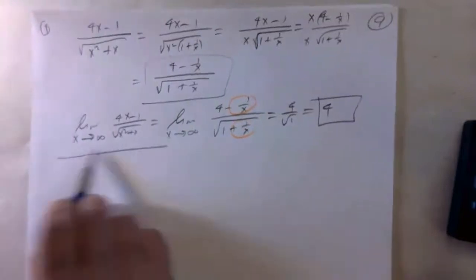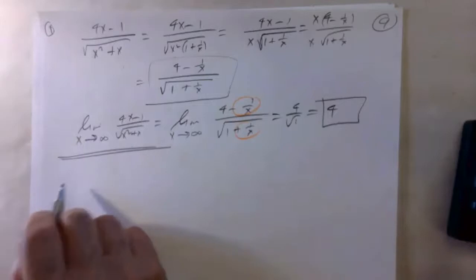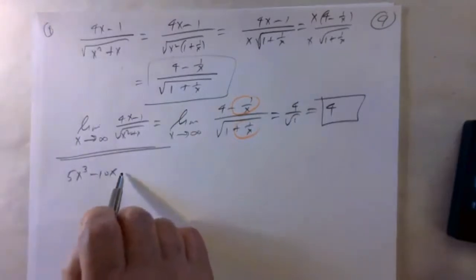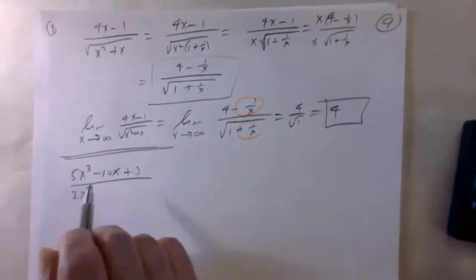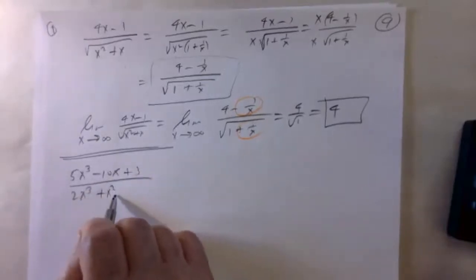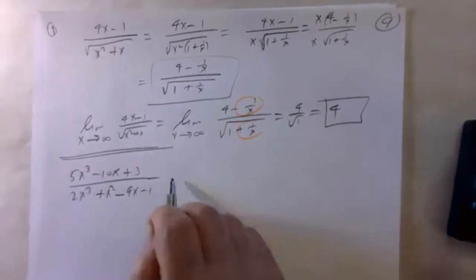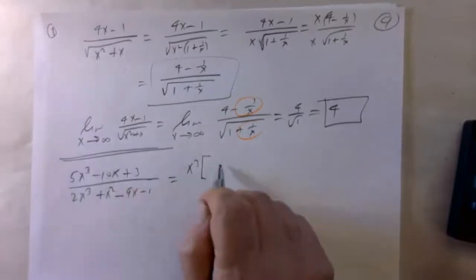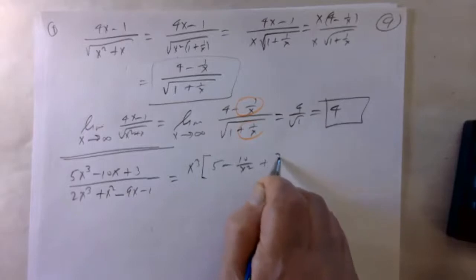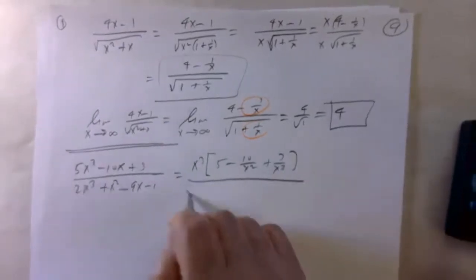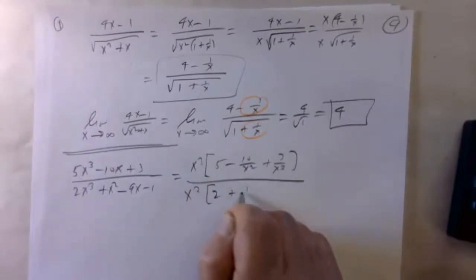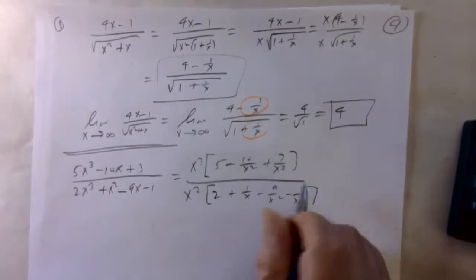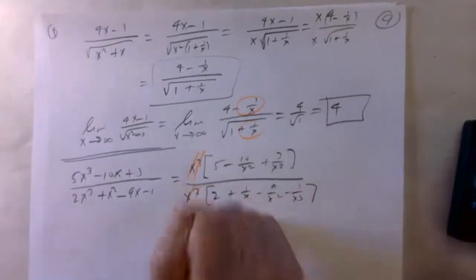Okay. The second limit, 5x cubed minus 10x plus 3 over 2x cubed plus x squared minus 9x minus 1. I want to factor x cubed out of the numerator and the denominator. This becomes 5 minus 10 over x squared plus 3 over x cubed over x cubed times 2 plus 1 over x minus 9 over x squared minus 1 over x cubed. And the x cubes cancel.